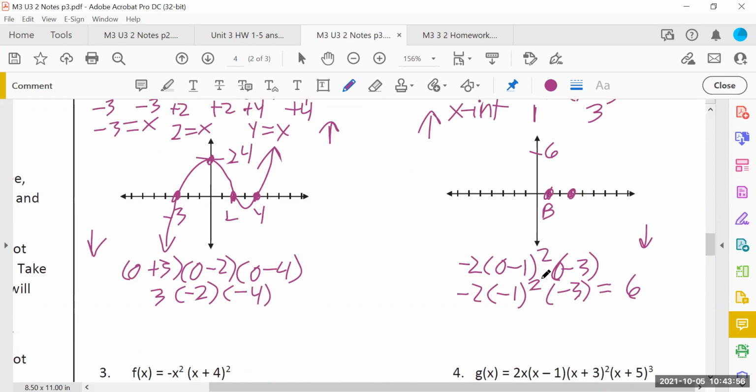So now when I draw it in, I come down. Starting high, I hit my y-intercept, I bounce off and then go through, and now everything lines up. Does that make sense?